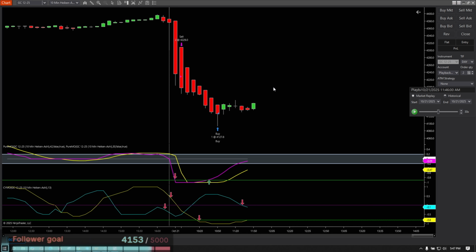You can also add your VWAP on top. Make it look like a Christmas tree. No, I don't suggest that. But it's not a very complicated instrument to trade, guys.